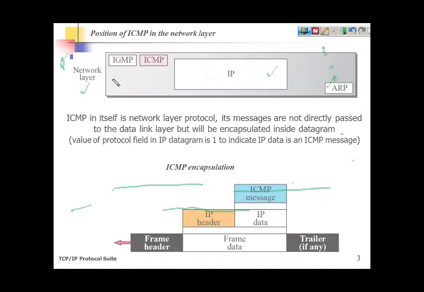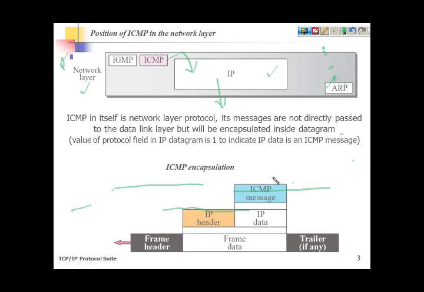Now if you look at the network layer, it consists of many important protocols. So far we have discussed IP and ARP. If you look at the positioning of these protocols, ICMP is somewhat above IP. The meaning of this is that whenever an ICMP packet is delivered, it is always delivered within IP. ICMP will always be encapsulated within IP, and then IP is delivered to the next layer, which is the data link layer, to make a frame.